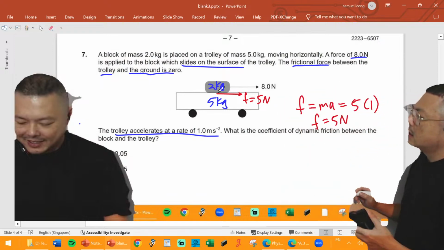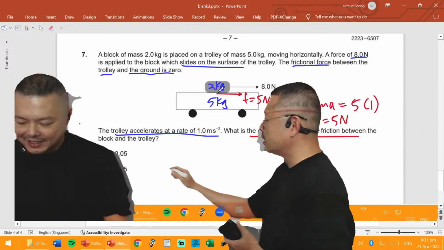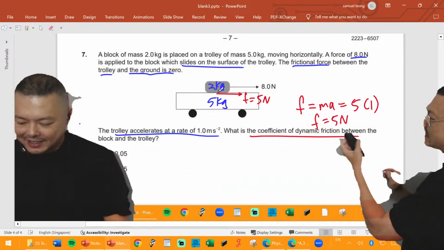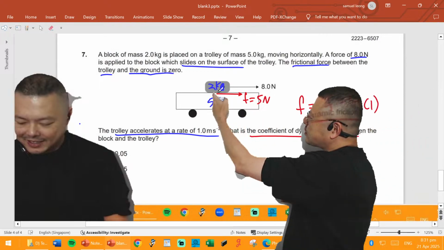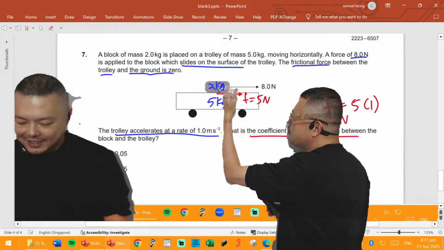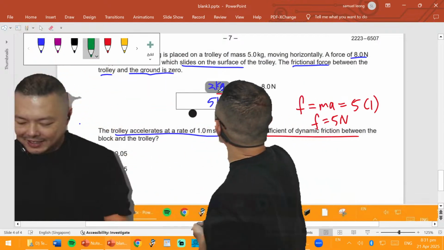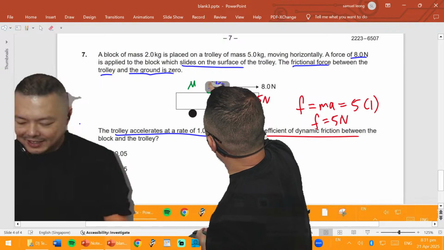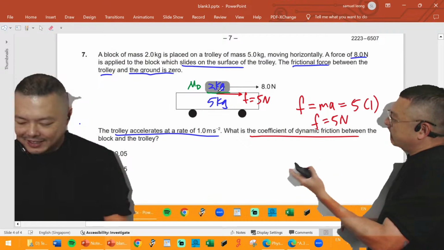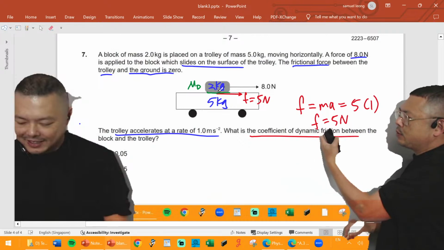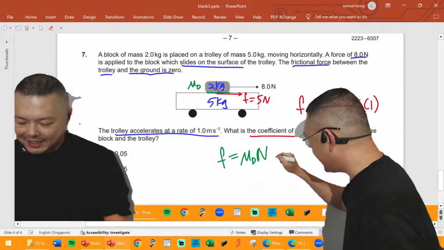Now they're asking you, what's the coefficient of dynamic friction between the block and the trolley? What is the mu d for the surface in between? How much dynamic friction is there? That's your job. Quite simply, if it's 5 newtons, then we know that friction is mu d times N.